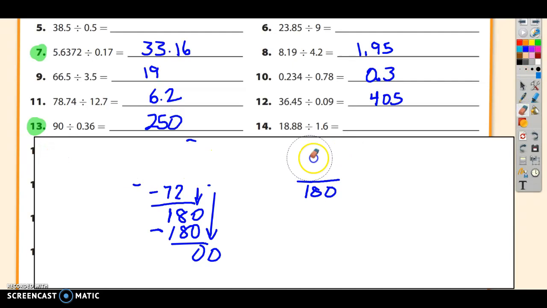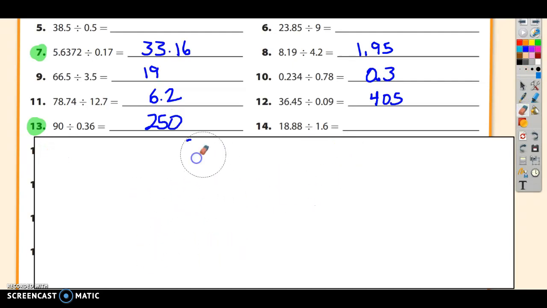Alright, the last one for this page, we're not going to model this one for you, we're just going to provide the answer. You go ahead and solve number 14, then when you're ready, check your answer. The answer is 11 and 8/10. Okay, good job. That was part 2. The next video will be the word problems from the bottom of the page.